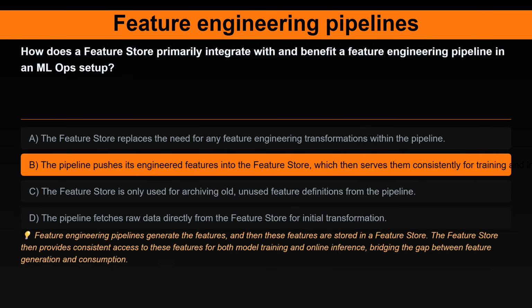The correct answer is the pipeline pushes its engineered features into the feature store, which then serves them consistently for training and inference. Here's the explanation. Feature engineering pipelines generate the features, and then these features are stored in a feature store. The feature store then provides consistent access to these features for both model training and online inference, bridging the gap between feature generation and consumption.